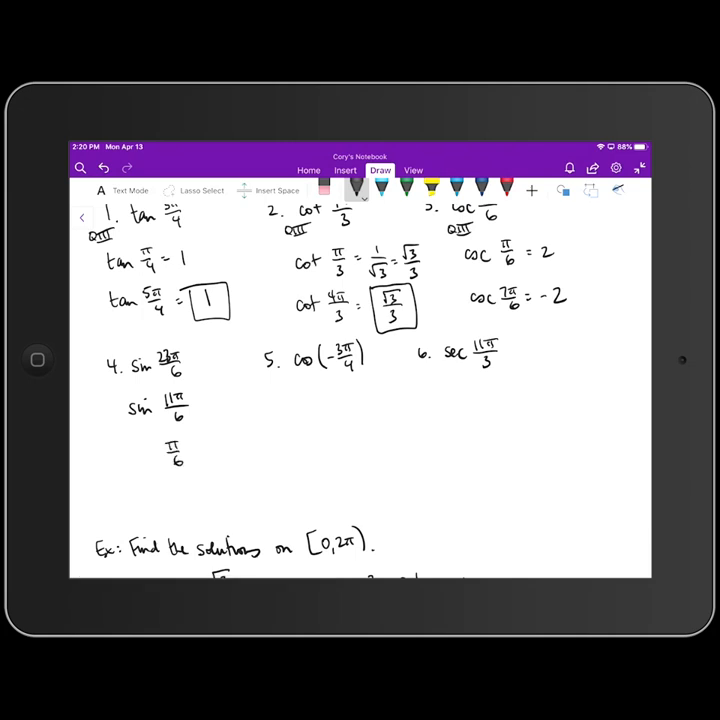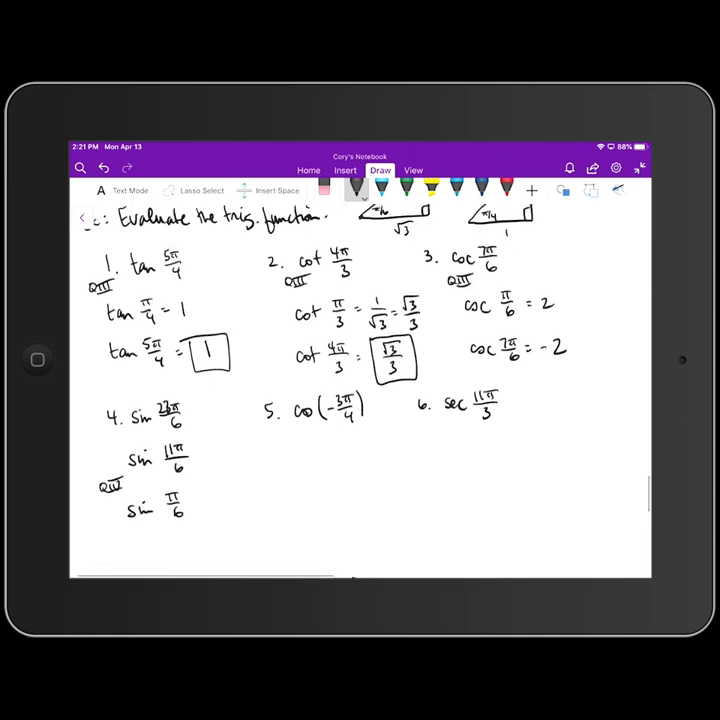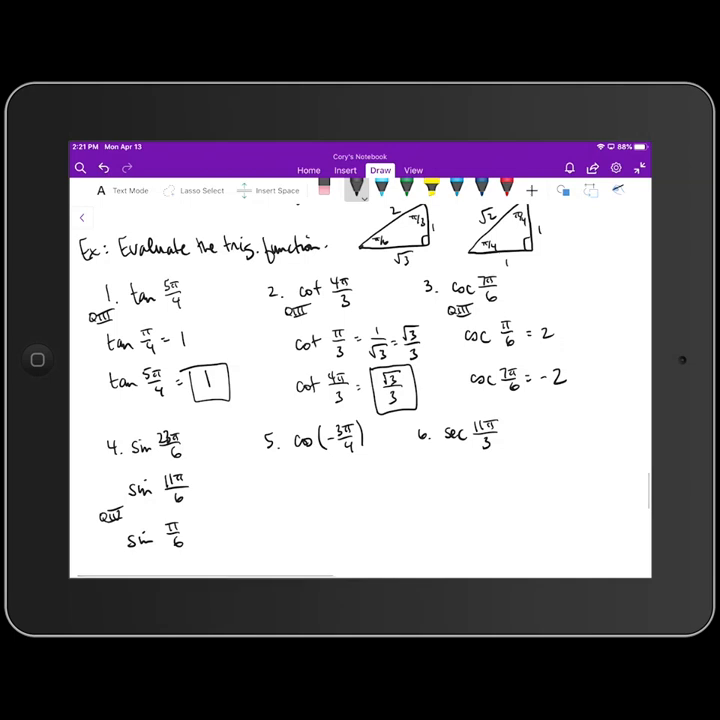We know 11 pi over 6 is in quadrant 4 because for our angle to be in quadrant 4, it has to be 2 pi minus the reference angle. And 2 pi minus the reference angle pi over 6 is 11 pi over 6. So the angle's in quadrant 4. We evaluate the trig function at the reference angle pi over 6. So we go to our diagram. The sine of pi over 6 is opposite over hypotenuse, which is 1/2.